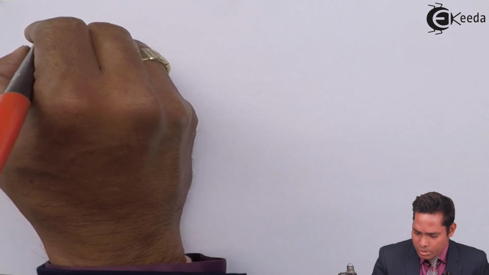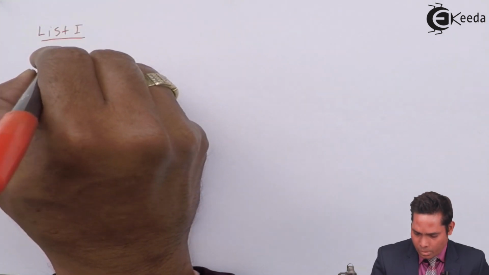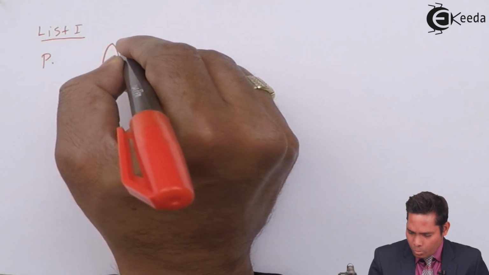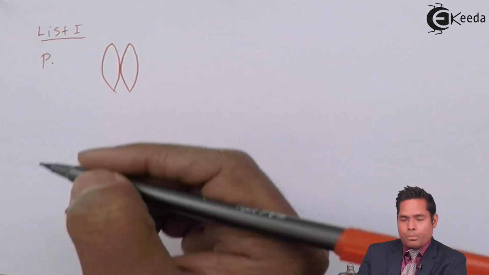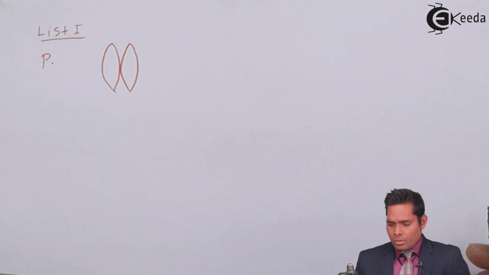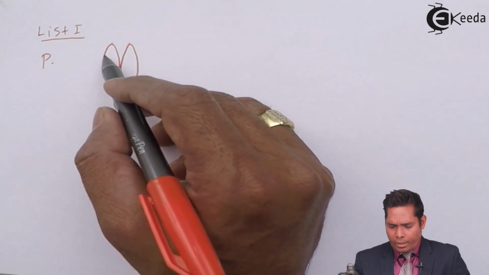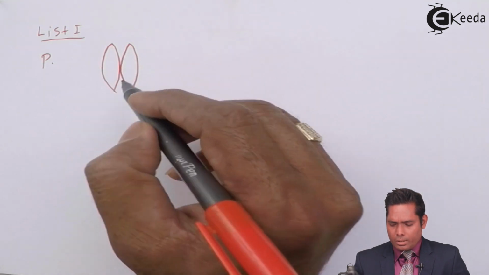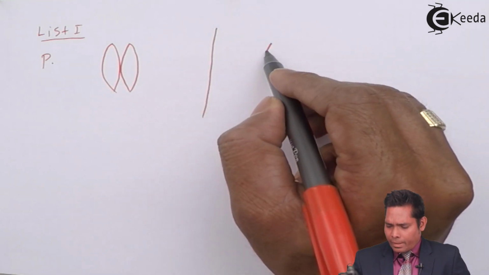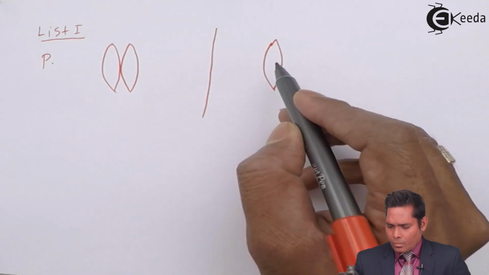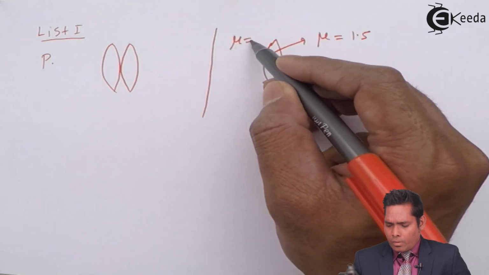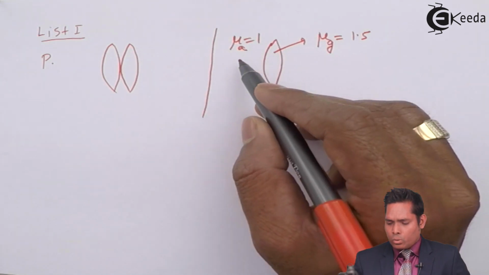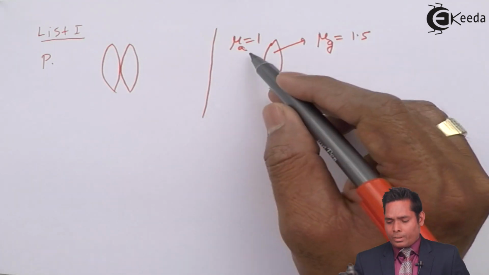Now, the first case we will consider from list 1, that is P. Here we have got 2 convex lenses like that, double convex lenses, and we have to find the focal length of this combination. First of all, let me think of a single lens of refractive index 1.5. Here it is 1. This is the refractive index of glass, this is the refractive index of air. So the lens is suspended in air, and on this side and that side the refractive index is 1.